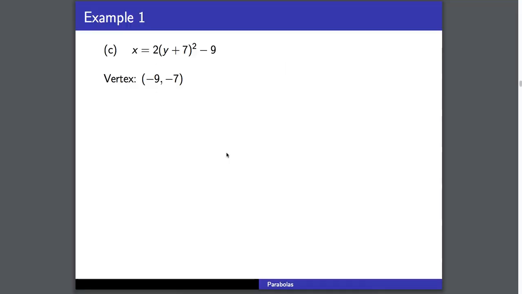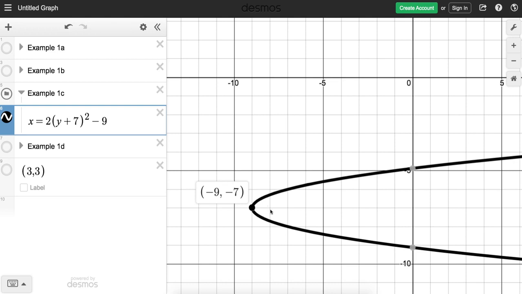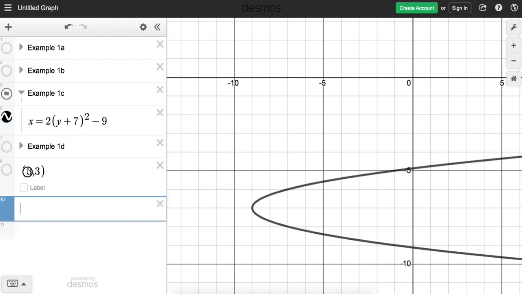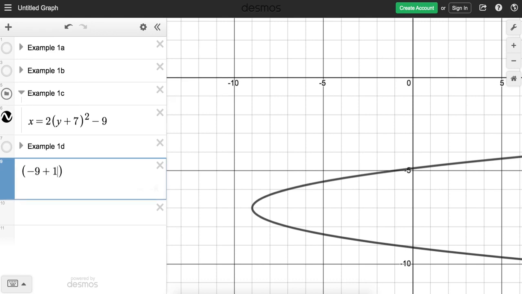So finding our focus point, we have 1 over 4p equals 2. In this case, a is 2. So multiply both sides by 4p, we get 1 equals 8p, so p is 1/8. So much like in example 1a. Now, because my parabola is opening to the right, I want to take that value of 1/8 and add it to the x-coordinate. So for the point, if we do -9 plus 1/8, and then -7.